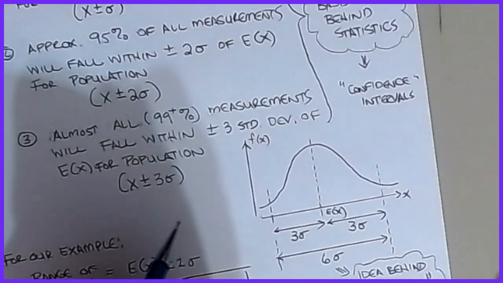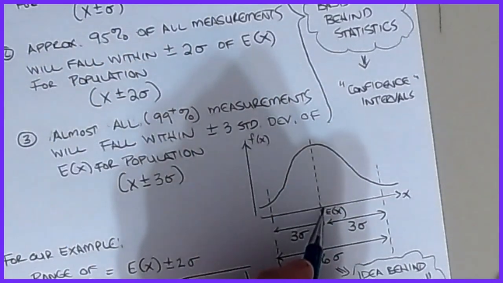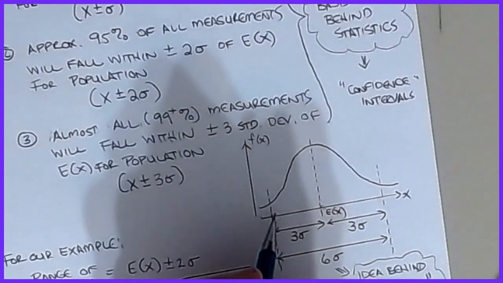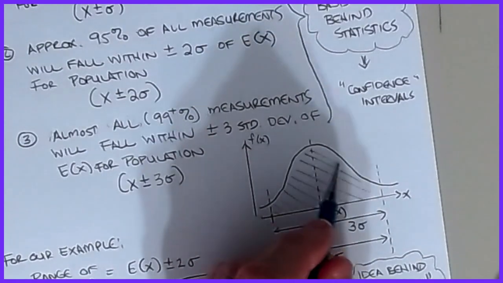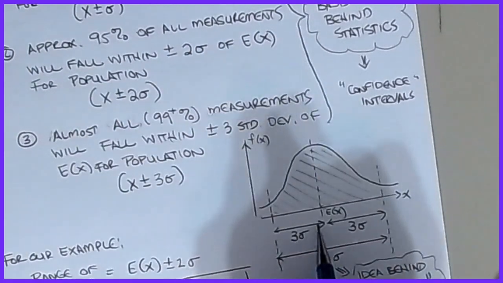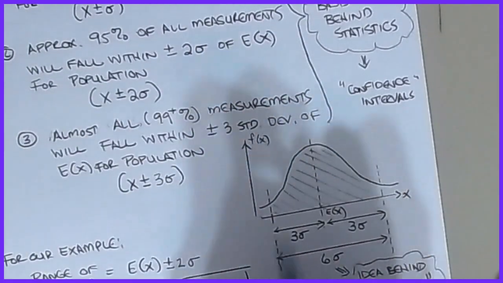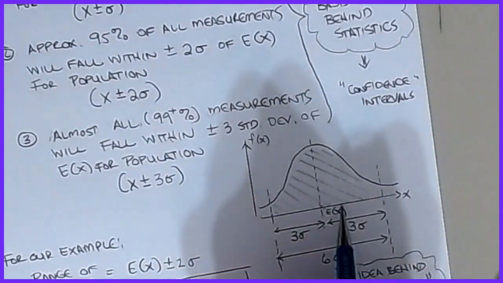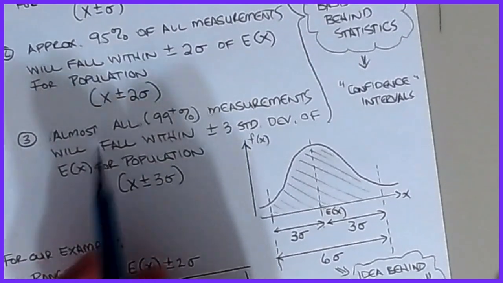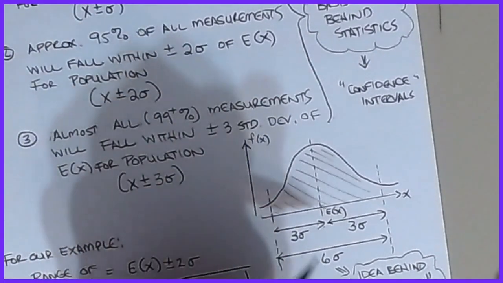If I look at that, what they're saying is, with the same picture we had up above, here's my expected value, and if I go 3 sigma below and 3 sigma above, the area bounded in that region is a total of 6 sigma. 99.9% of all the data will fall within that band. And that's kind of cool, because now I have a test for determining an outlier.